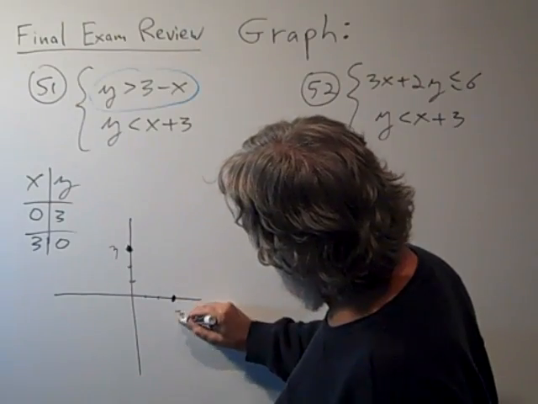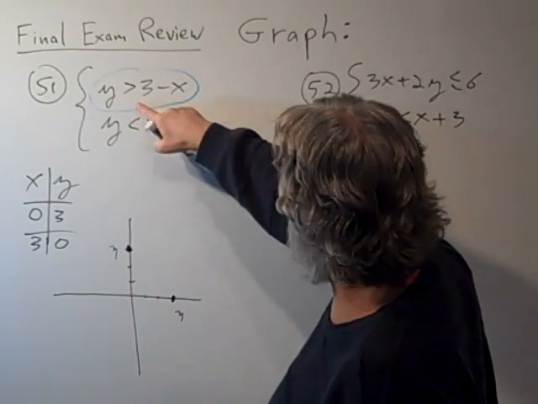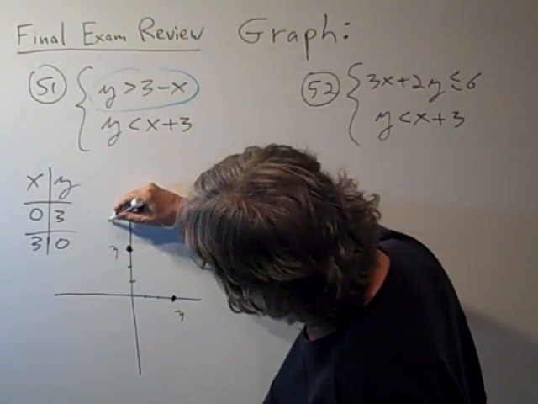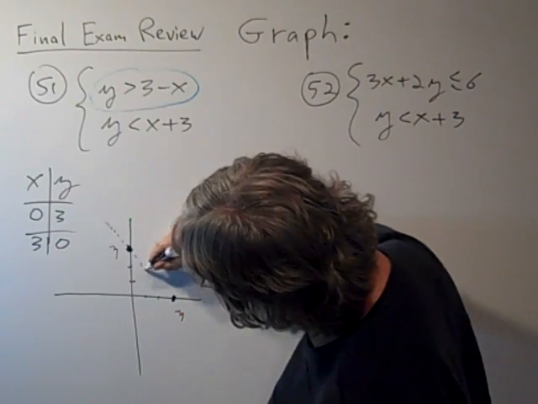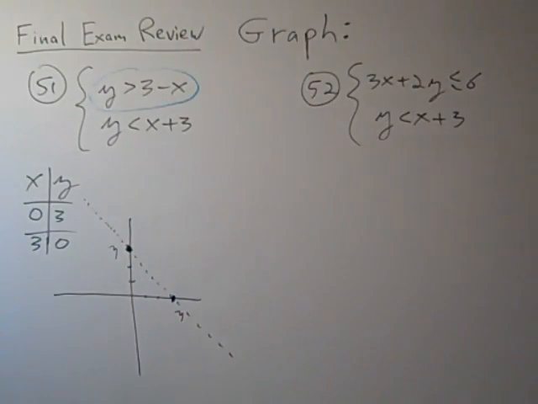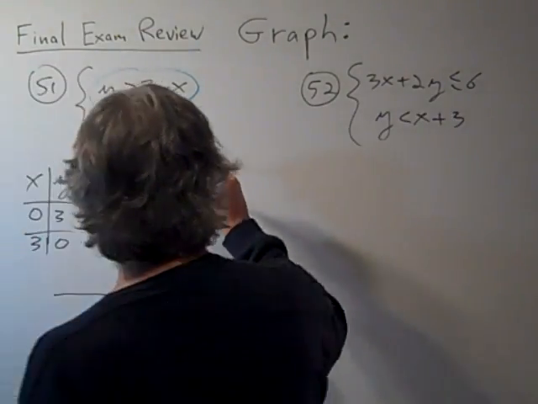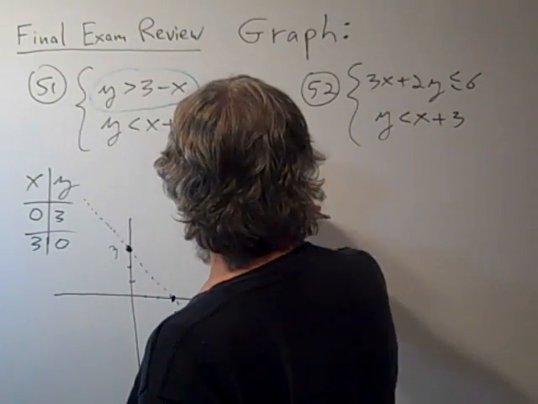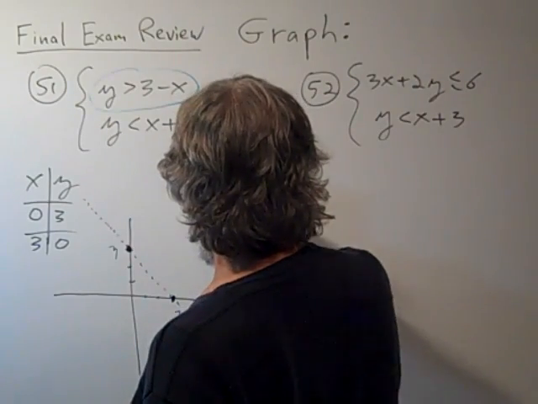So this line, which will be a dashed line since it's not or equal to, not including the points on the line, looks like that. We have to decide which side to shade. We can ask, is the origin shaded?